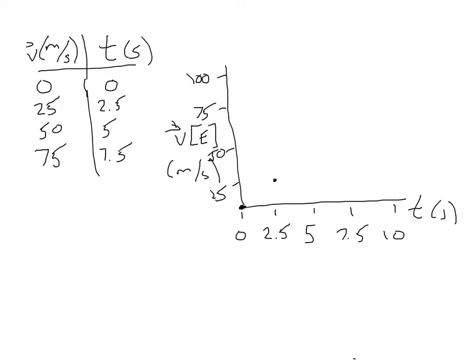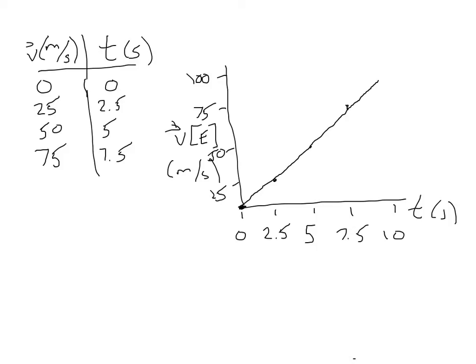Alright, if I plot my data points, and to the best of my ability I'll try to make this work out here. So 2.5 and 25, 5 and 50, 7.5 and 75, and you can see the pattern that would emerge. Obviously at 10 it would be 100. So what we're seeing here is a beautiful straight line going through all my points, and that is my velocity time graph.